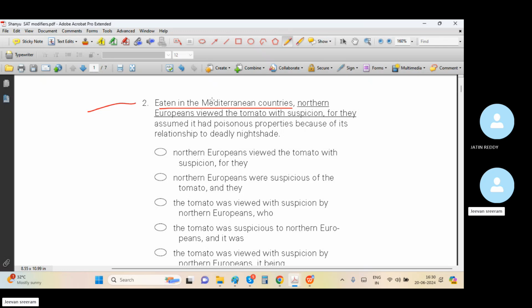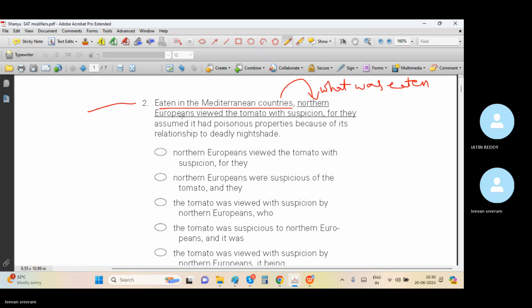Whenever it comes, it is actually going to modify what it is followed by. So please observe it. Eaten in Mediterranean countries, this phrase must be followed by what was eaten exactly. Is it clear? So whenever a sentence has begun with a phrase like this, it must be immediately followed by what it is modifying. What it is actually exactly talking about must follow this phrase. From this question, what was actually eaten?